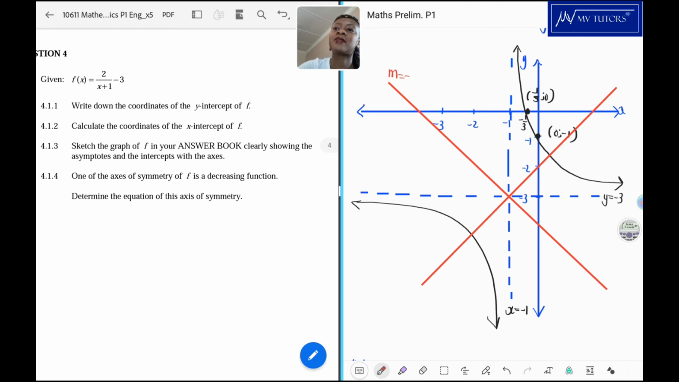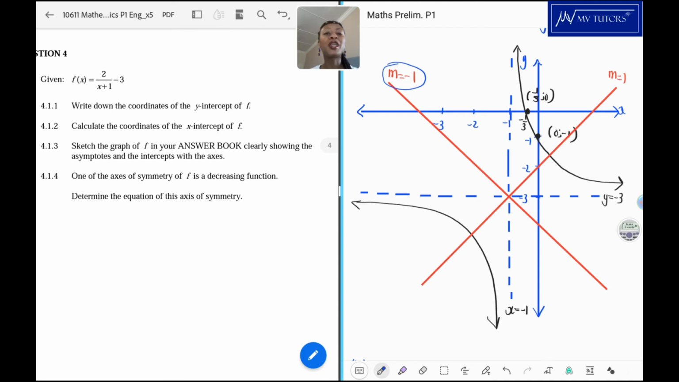So m is negative. The gradients, guys, of the equations of the axes of symmetry of a hyperbola: if it's a decreasing function, it is -1, always. If it's an increasing function, the gradient is +1. Please don't forget it. But here, they are asking for the decreasing one. They don't want to know both of them. They just want to know the decreasing one.